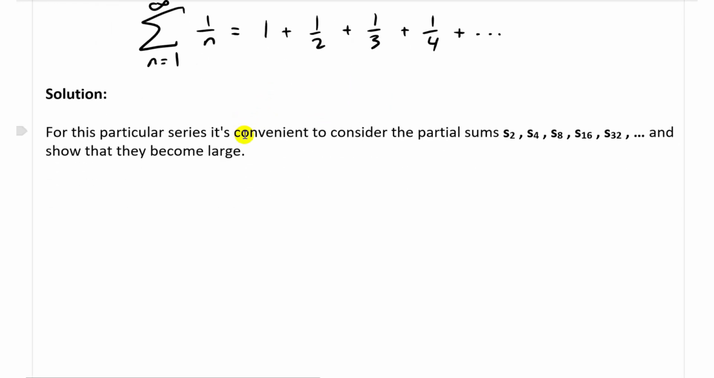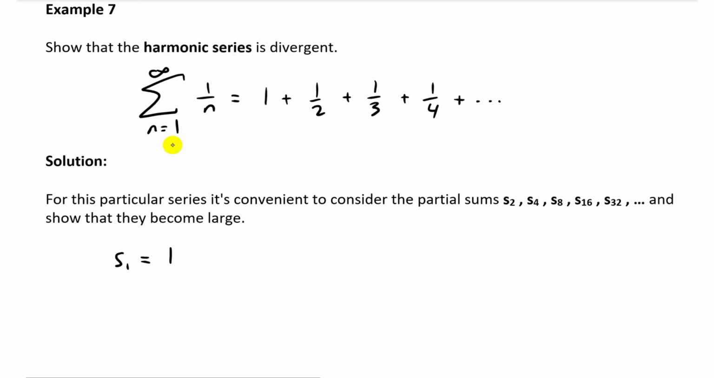For this particular series, it's convenient to consider the partial sums S2, S4, S8, S16, S32, so these powers of 2, and show that they become large, and I'll show you why. This is actually a very ingenious solution from my calculus book. So I'll write S1 equals 1. S1 is the first partial sum, where n is equal to 1, and we just have 1 over 1, which is just 1.